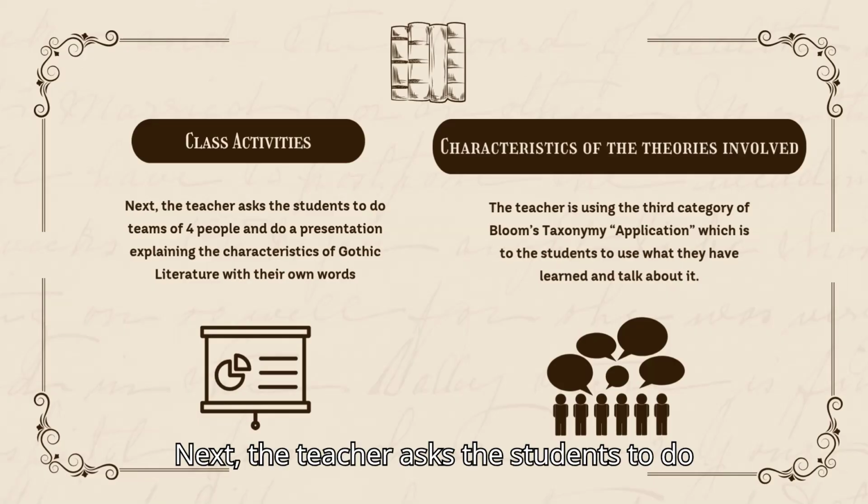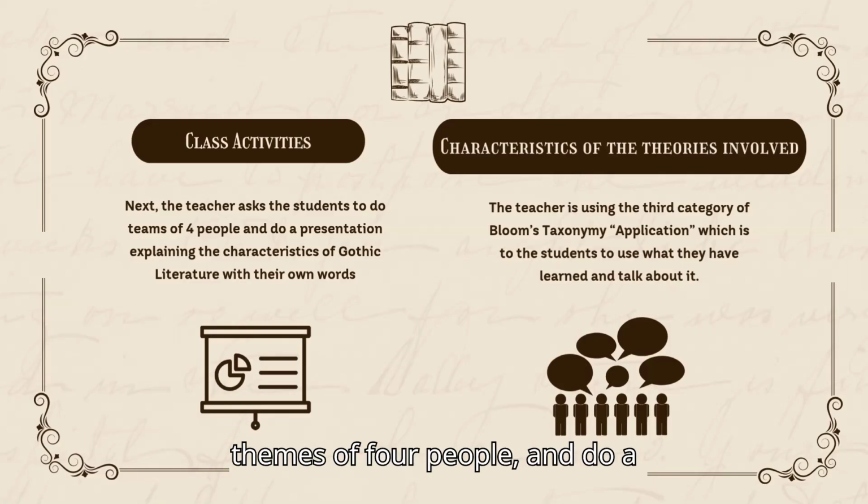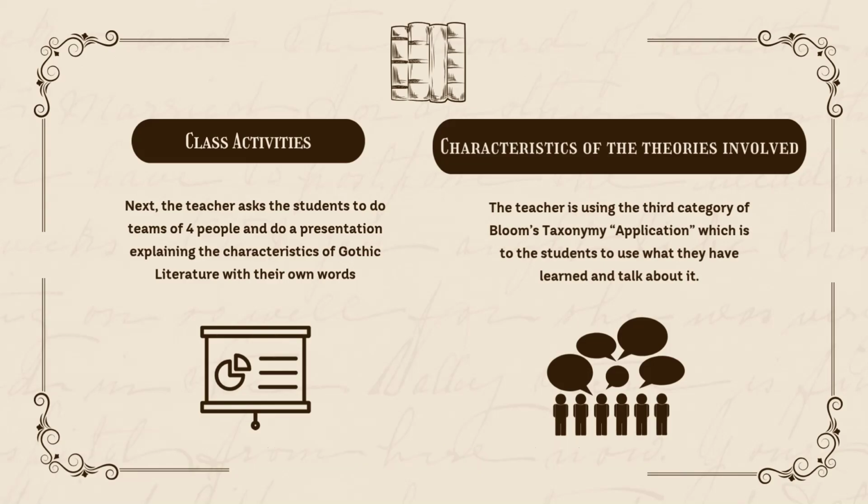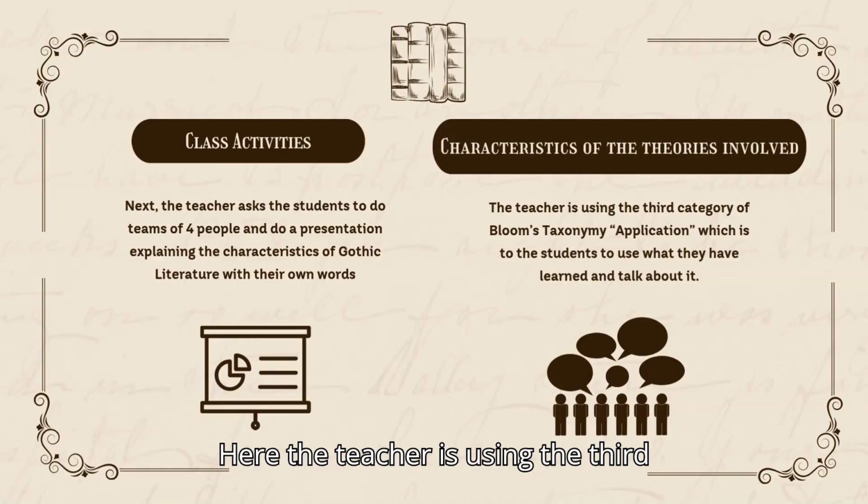Next, the teacher asks the students to form teams of 4 people and do a presentation explaining the characteristics of Gothic literature with their own words. Here, the teacher is using the third category of Bloom's taxonomy, which is application, and is for the students to use what they have learned and talk about it.